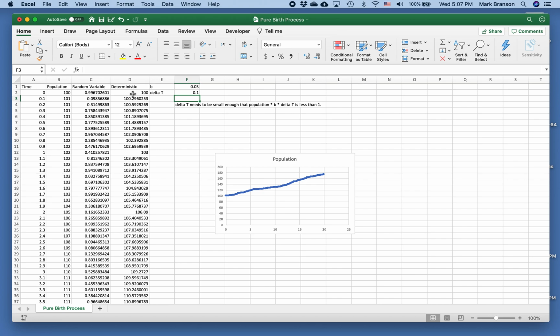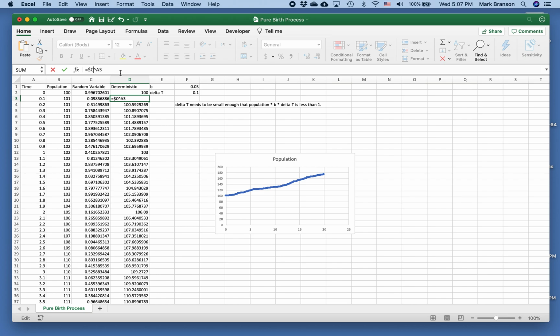And if you remember, the deterministic model for population growth would be 100, our initial population, times 1 plus B, our rate of population growth, to the T power. And if you look at that, I've got that in here as deterministic. So 100 times 1.03. I guess I should really have that written out in formulas. Let's make this actually right.